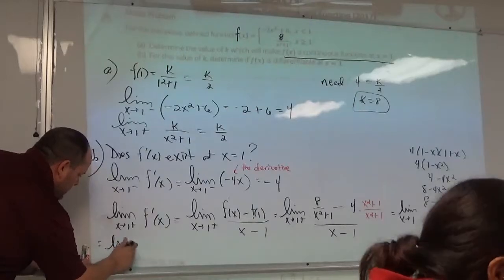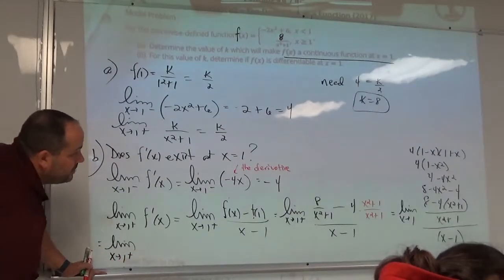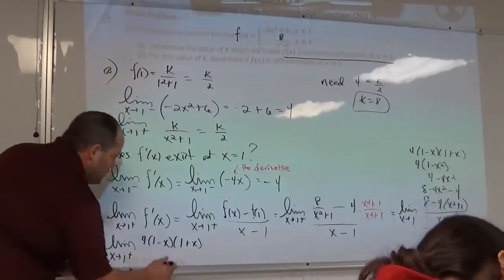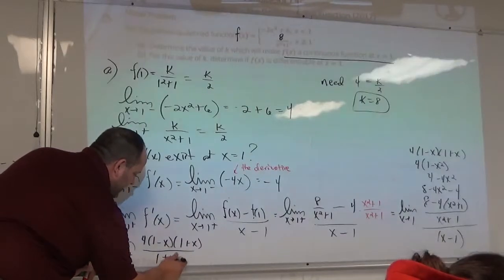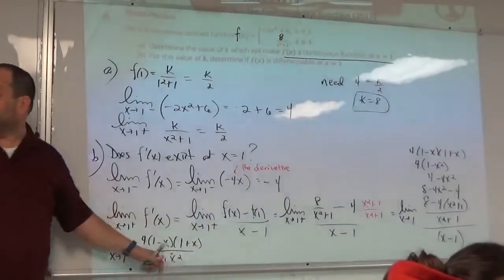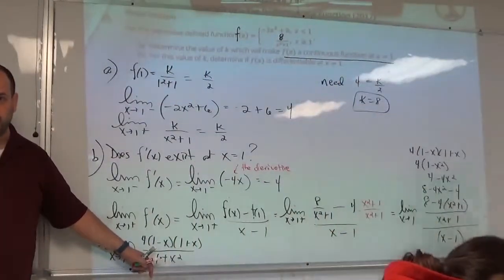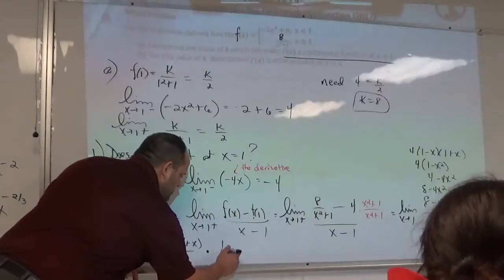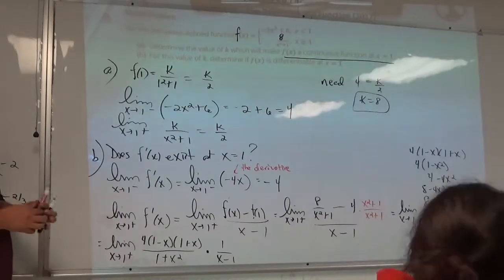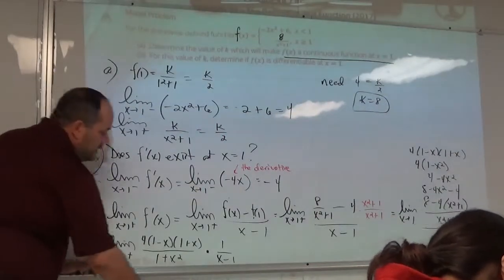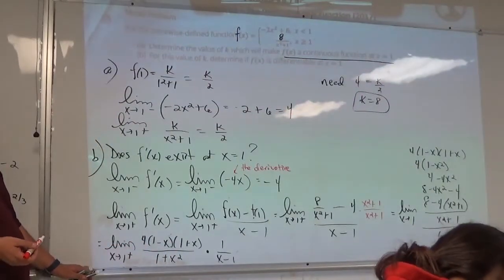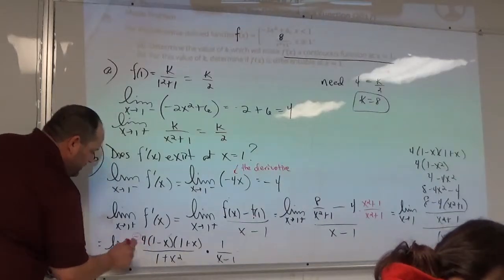So let me go back over here. Your new problem is limit as x approaches 1 from the right, 4 times 1 minus x times 1 plus x divided by 1 plus x squared. If I had room, I'd say all this divided by x minus 1. But thanks to your Algebra 2 skills, you know that's the same as multiplying by 1 over x minus 1. What happens now? The x minus 1 down here, the 1 minus x up here are opposites of each other. So that leaves behind a negative.